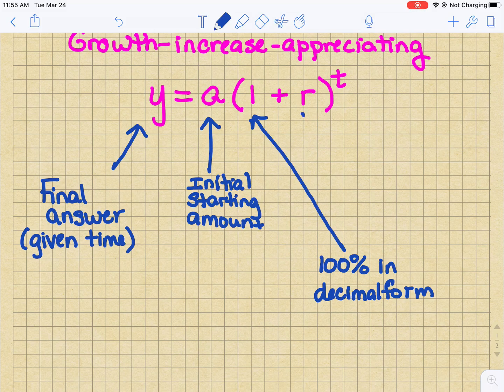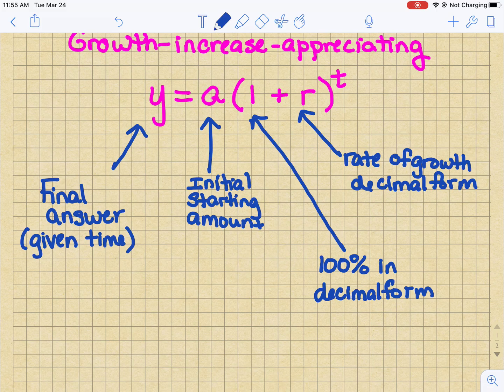Now to see the growth, that's where the R comes in. And that's the rate of growth. Now you have to be really careful. It cannot be in percent form. It has to be in decimal form. So you have to change your percent to a decimal. And that's also going to be added to what we originally had. So we add the original 100% of what we had and then a percentage back in. And that's why we have a 1 plus the rate, okay?